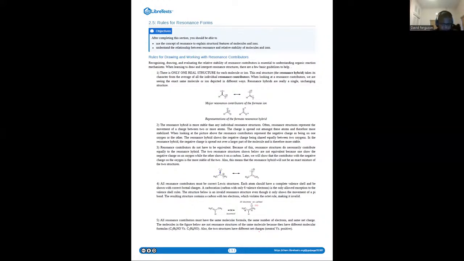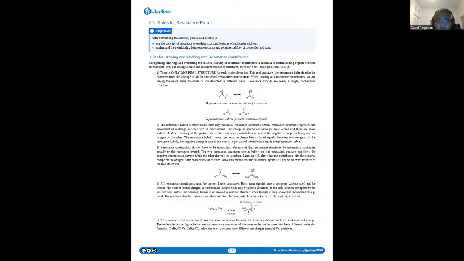First thing we're going to do, it says recognizing, drawing, and evaluating the relative stability of resonance. In this case, this is an excerpt from Creative Commons material, the Chemistry LibreTexts. Recognizing, drawing, and evaluating the relative stability of resonance contributors is essential to understanding organic reaction mechanisms. So that's a big idea.